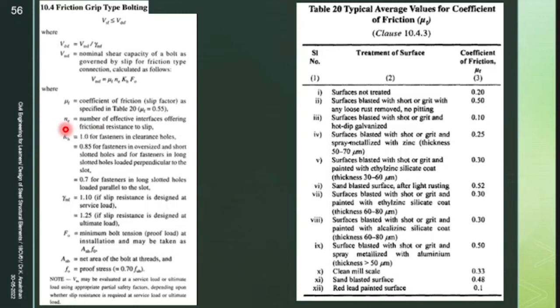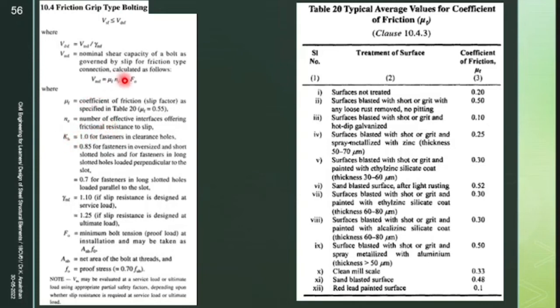Okay. Now, n is the number of effective interfaces offering the frictional resistance. If you are providing one bolt, and three plates are provided, how many interfaces will be there? If you have three plates, two joints will be there. If you are only providing two plates with the bolt, you will have one surface. So this is what they are indicating here. If you have multiple joints and plates, you will have higher friction. If the number of plates is less, you will have lesser friction.